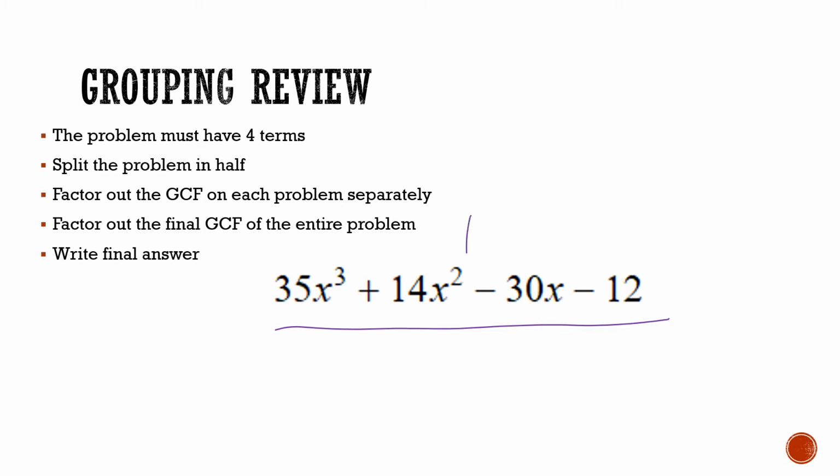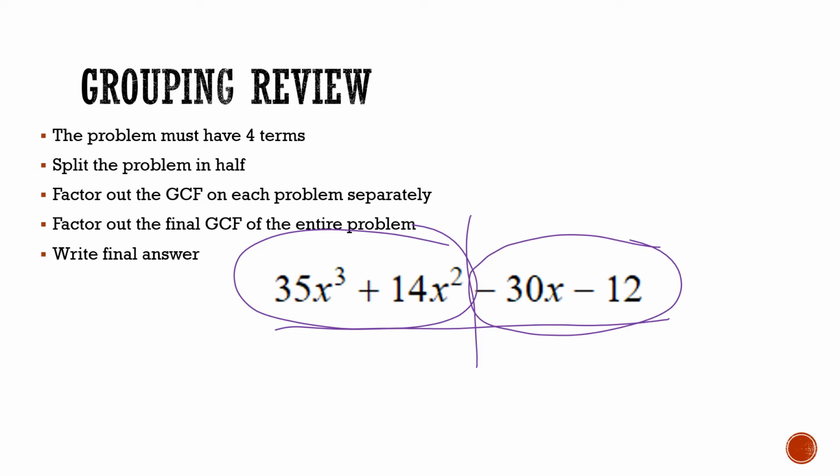Okay, so I'm going to split my problem in half. So I have 35x cubed plus 14x squared as the first problem. Those are the first 2 terms. And then my last problem is the negative 30x minus 12. Okay, so I'm going to do these separately using that greatest common factor method that I just looked at.